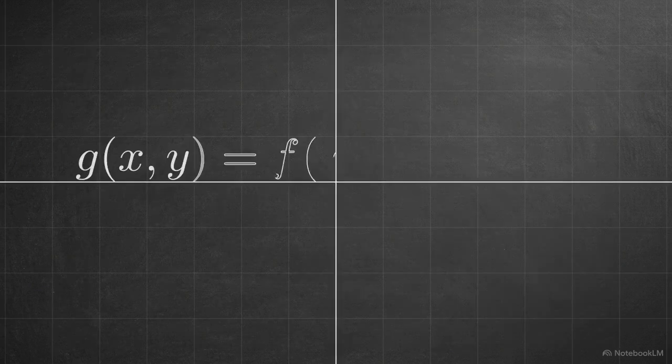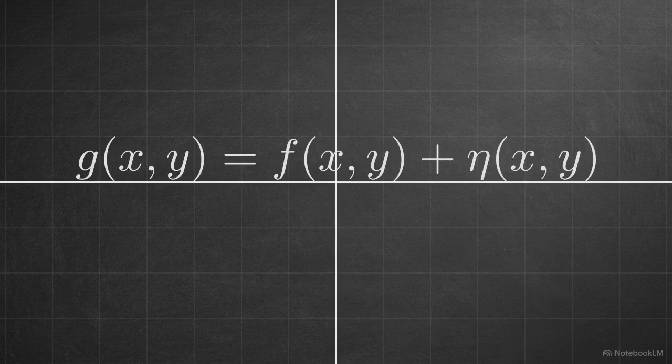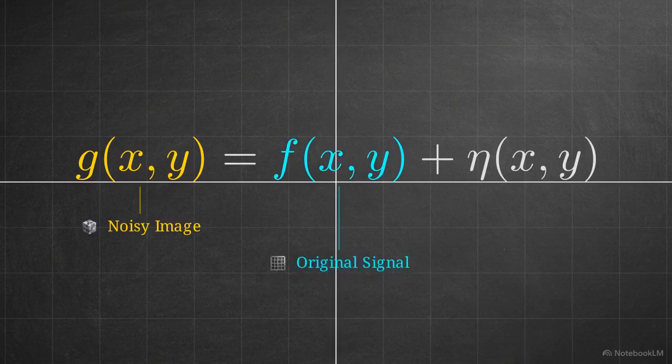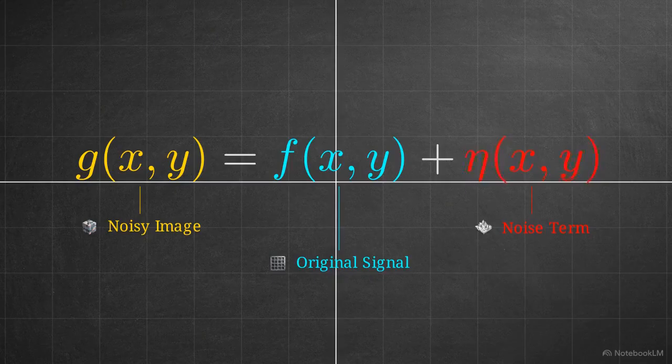This relationship is defined by a central equation that governs how images degrade. In this model, G represents the noisy image we observe, F is the uncorrupted original signal we want to find, and eta is the specific noise term that has contaminated our data.